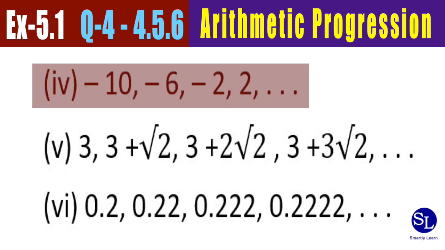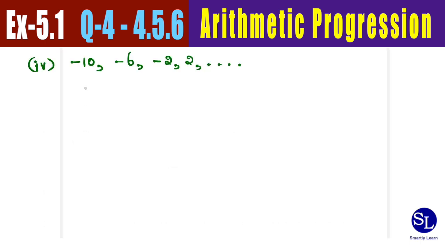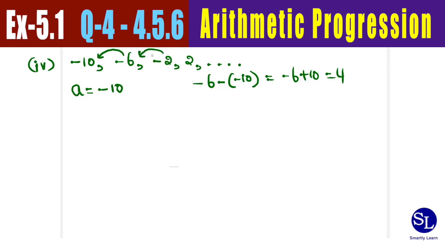So subdivision 4 has a series -10, -6, -2, 2 and so on. So we know that A is the first term. So A is -10. Now let us start checking the common difference. So in order to check the common difference, I subtract the first term from the second term. So -6 minus of -10 is -6 plus 10. So it is equal to 4. So now let us see between the third and the second term -2. When you subtract -6 from that, you get +4. So this is definitely an AP.